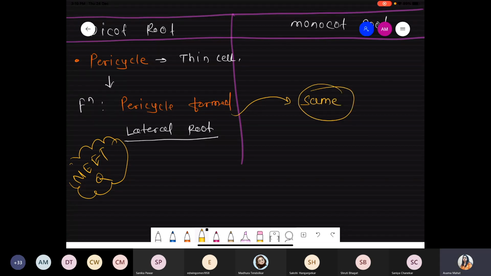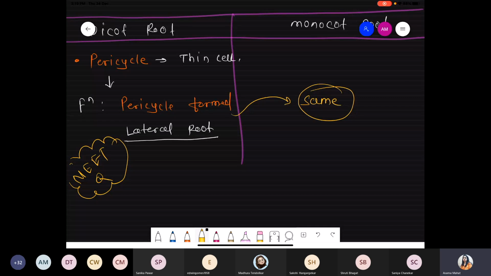For the monocot also, the information is the same. In the case of the monocot also, pericycle is present. These are the thin cells, and the function of the pericycle is to form a lateral root. So what is the meaning of the lateral root? We'll discuss it in the upcoming chapter points, when we start with secondary growth, and then we will clearly understand it. Because we saw different types of roots, like tap root, adventitious root, fibrous root. So again, lateral root is one more type. We'll discuss that part later.